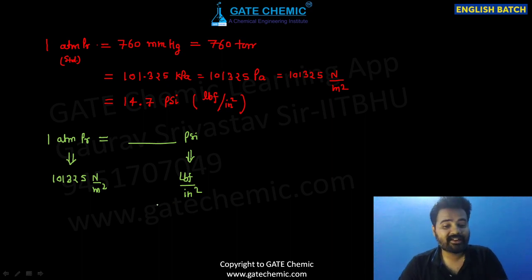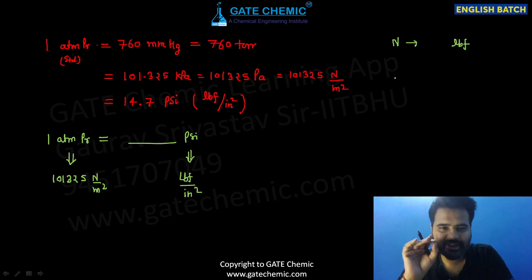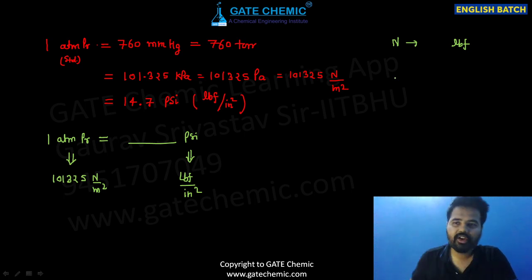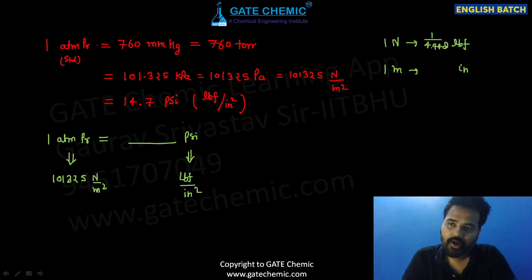It's very, very easy. You want to convert newton into LBF, and meter square is nothing but meter, which is your main unit, so convert meter into inch. You want to know 1 newton and 1 meter equal how much LBF and how much inch. You know 4.448 newton equals 1 LBF. So 1 newton equals 1 upon 4.448 LBF.